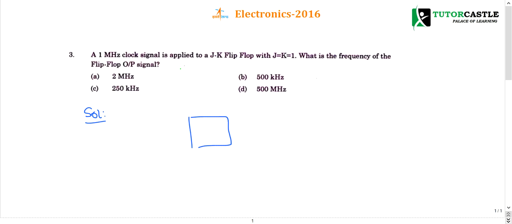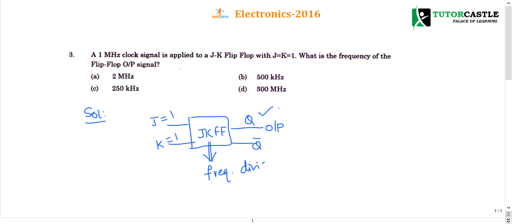So there is a JK flip-flop. Two inputs are J and K. And there is an output. Assume it as Q. It can be even Q bar, but we are interested in Q. So when J and K are 1, then the JK flip-flop will act as a frequency divider network. Very important point.